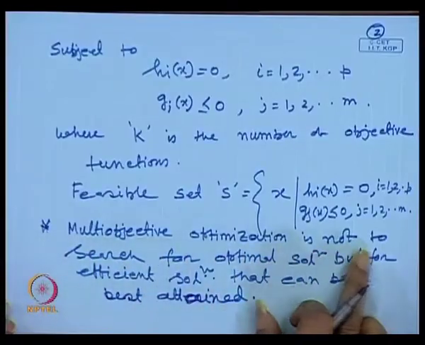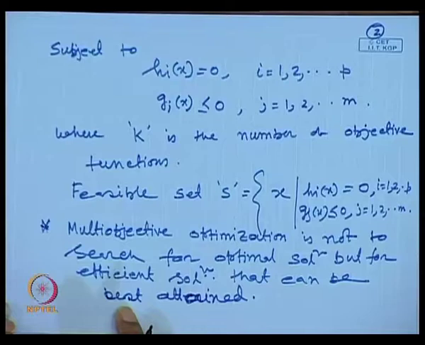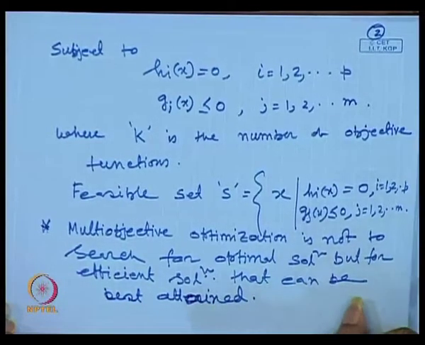Since we know in a multi objective optimization problem, we cannot get a single solution that will simultaneously optimize both the objective functions. If it is two objective functions, it cannot simultaneously optimize those two. If it is more than two, let us say k objective functions, a single point solution cannot optimize all the objective functions simultaneously. That is why a multi objective optimization problem is not a search for an optimal solution, but an efficient best solution can be attained. So, let us see with an example why we made this statement.